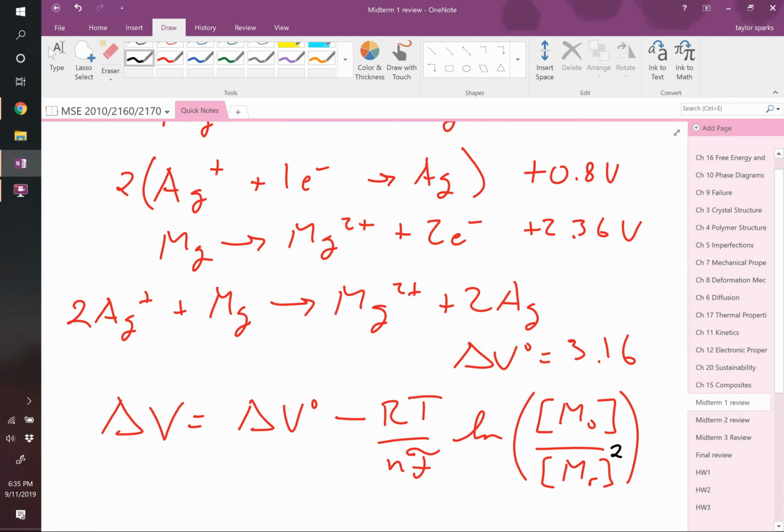Sam? So this is the standard reduction potential, and that is saying the most negative one is the one that is going to give the most energy. Yep, these are standard reduction potentials.